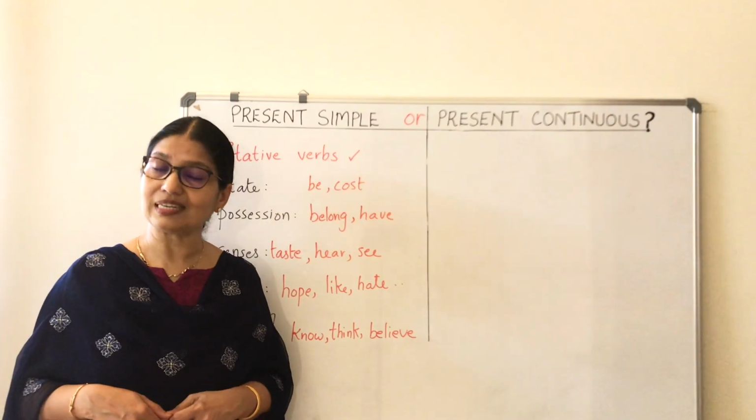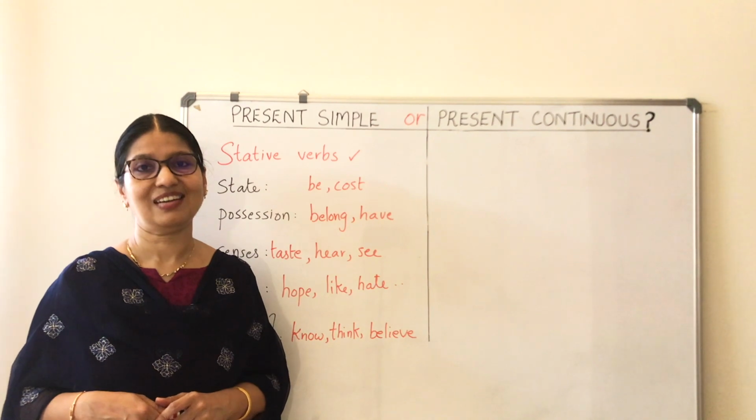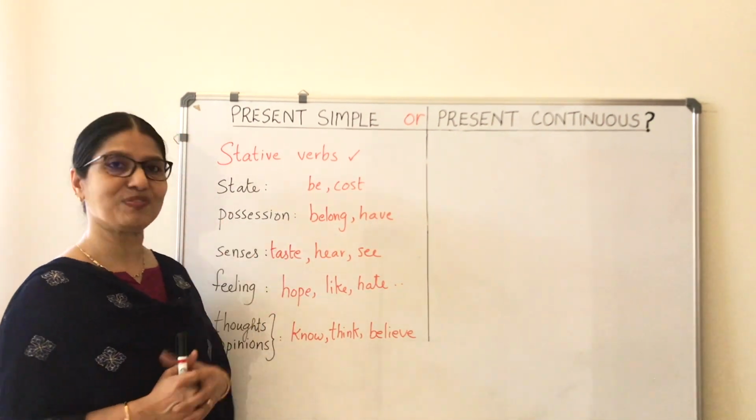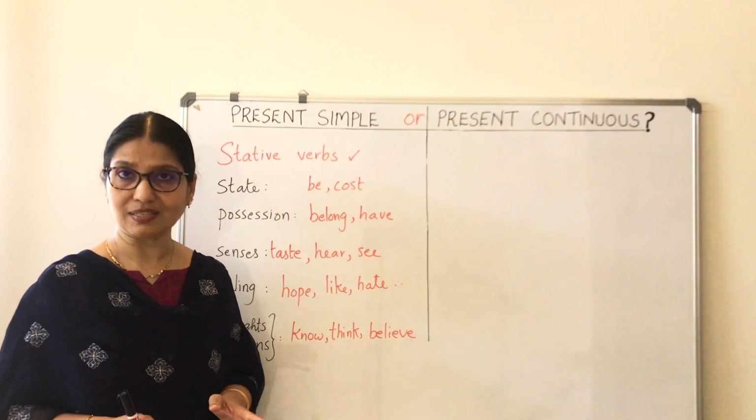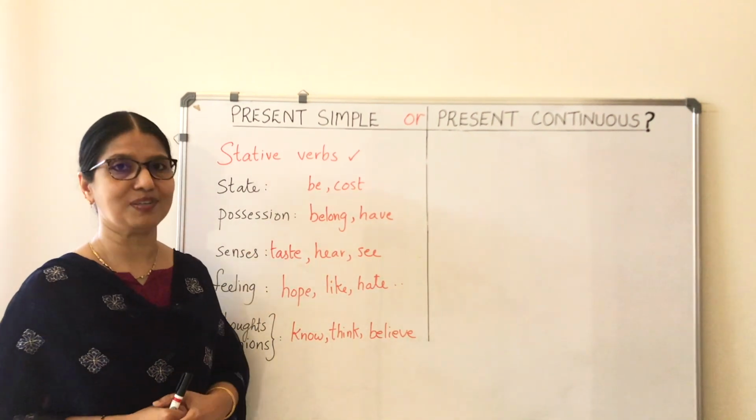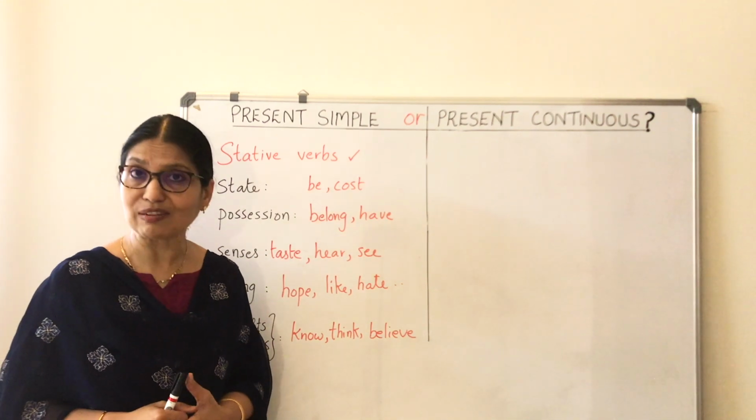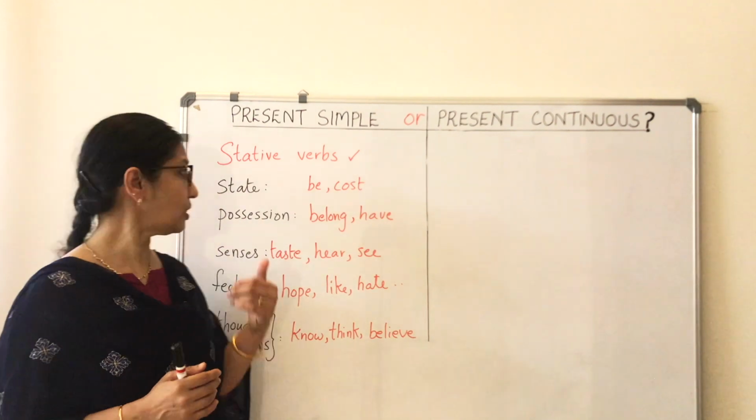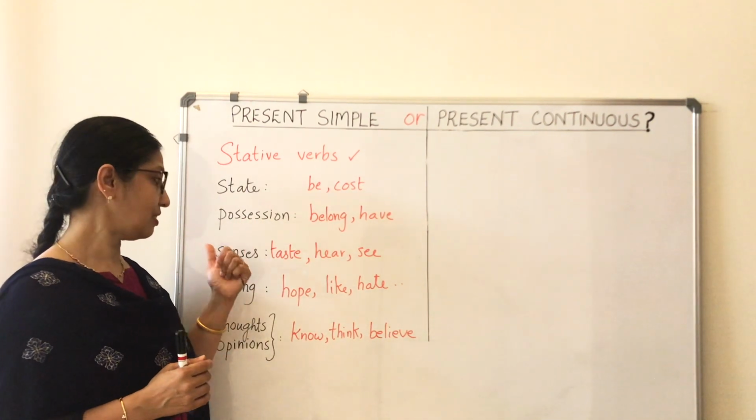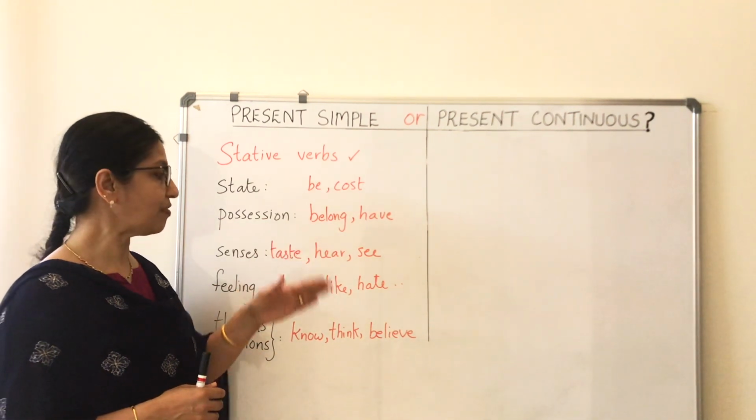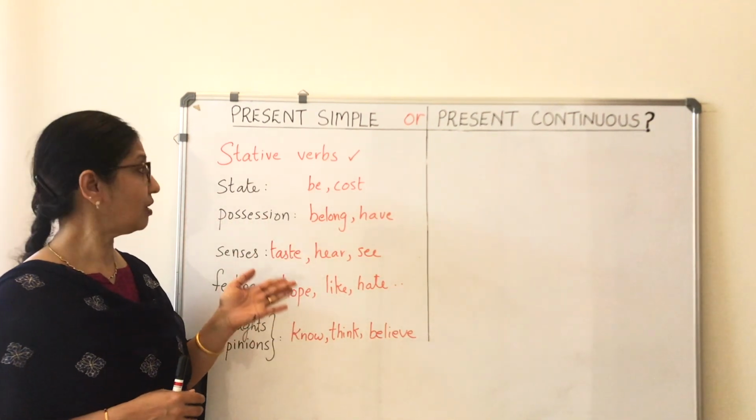And present simple tense is special in another way. It has the privilege of being used with stative verbs or state verbs. So that means we never use the present continuous form with stative verbs. What are stative verbs? They are the verbs which are used to denote state, possession, senses, feelings, thoughts and opinions, and so on. So here I have given you some examples for each one of them.